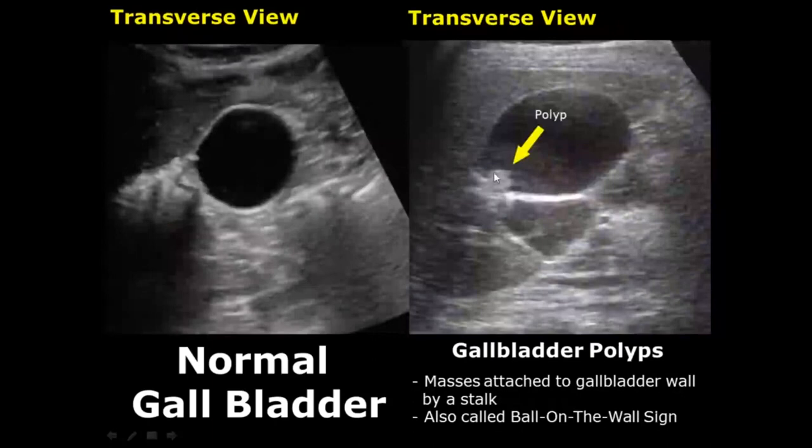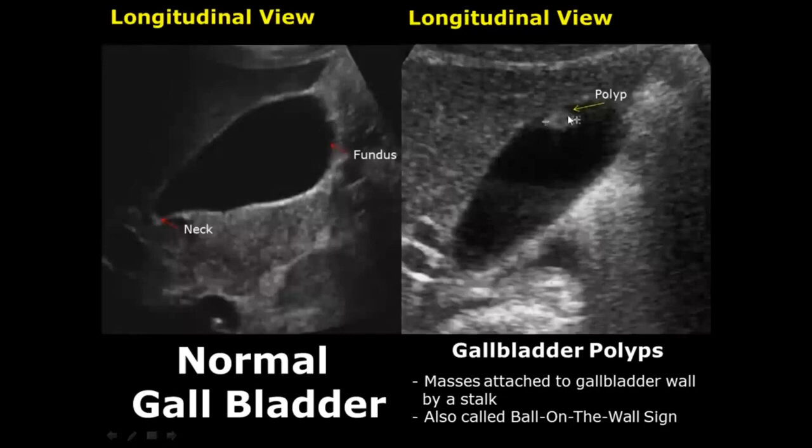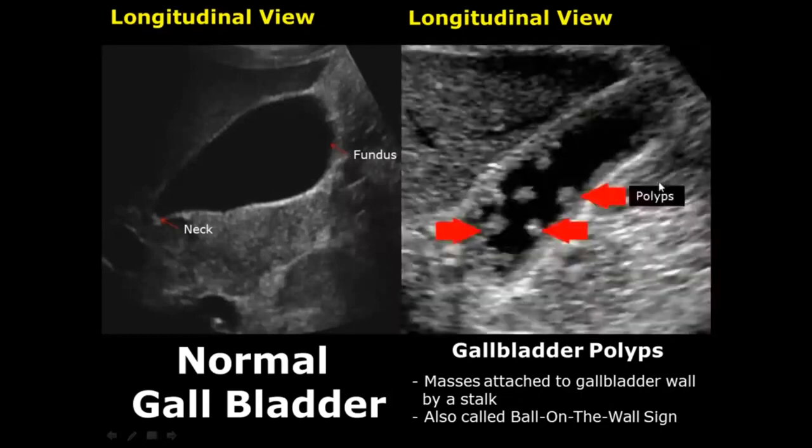Polyps are masses attached to the gallbladder wall by a stalk. Here you can see the mass is attached to the wall, and this is also known as the ball on the wall sign. Here you can see a polyp attached to the wall in this longitudinal view in the fundal region. In this image you can see multiple polyps attached to the wall. Here you can also notice one stalk.